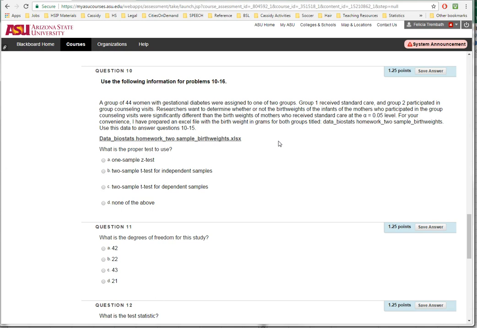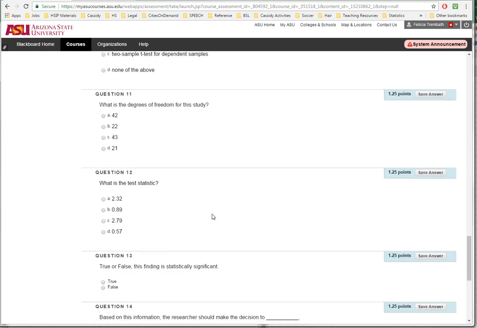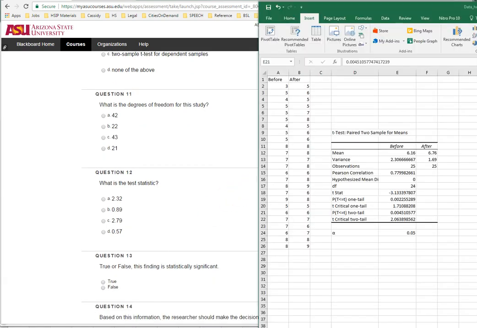So we have 44 women being assigned to one of two groups. So we have two samples, and those samples are independent because they could have been put into one group or the other group. They could have gone to either Group 1 or Group 2. And Group 1 gets standard care, and Group 2 gets group counseling visits. So what's happening in one group is not impacting what's happening in the other group. So these are independent. So this is going to be a two-sample t-test for independent samples. And let's actually go to Excel to run the test.